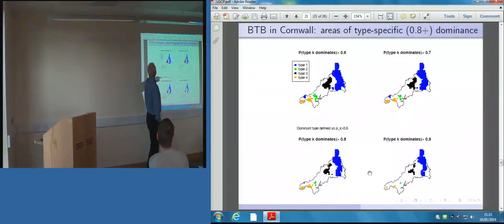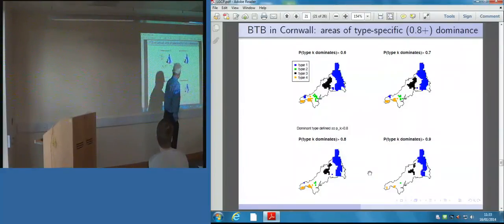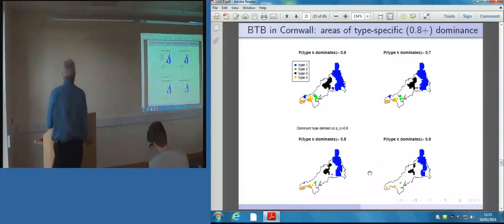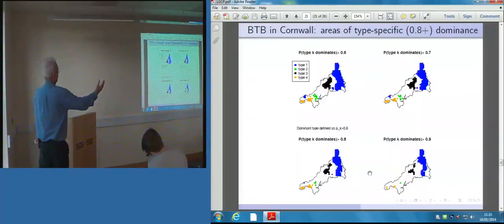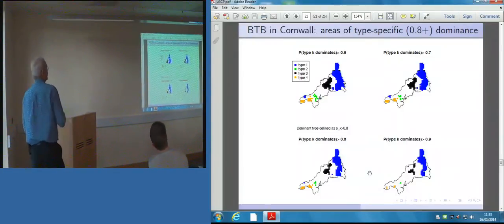Well, if you're prepared to take a punt on being right, 60% chance, then you've got these areas. If you operate a more stringent criterion, saying no, I really want to be 90% certain, then essentially there are no areas where these two are dominant, just odd little spots. And you can see this much smaller area where we're more or less certain, i.e. 90% certain, that we've got dominance of one genotype in the east and another genotype more in the central area.